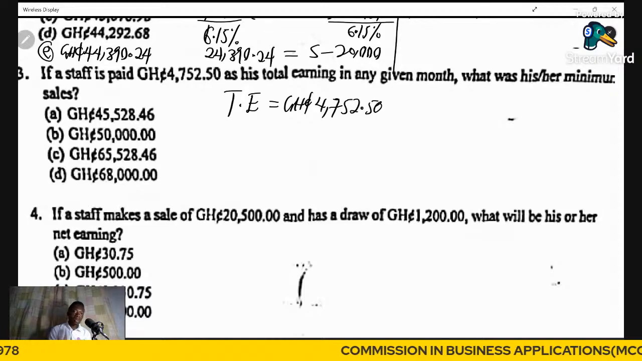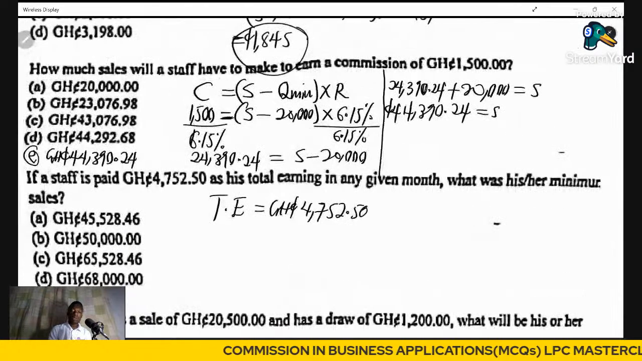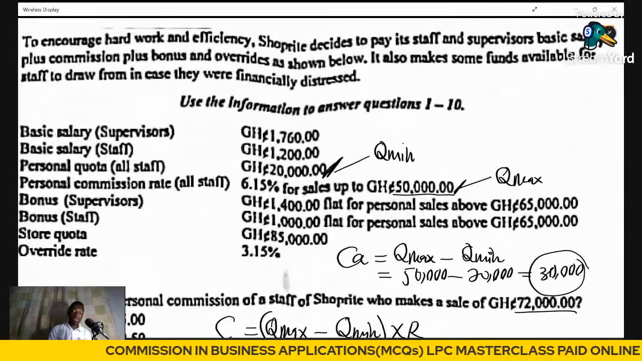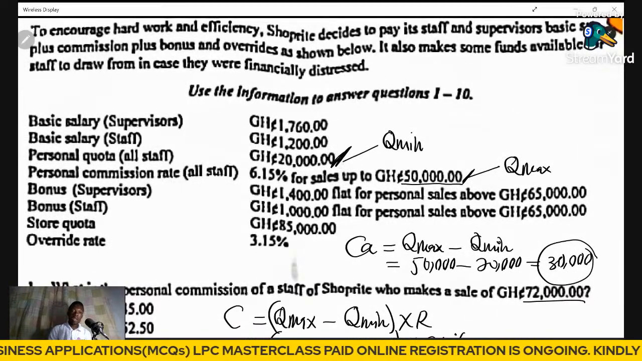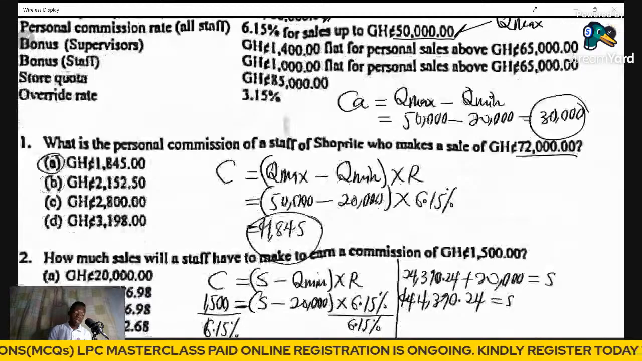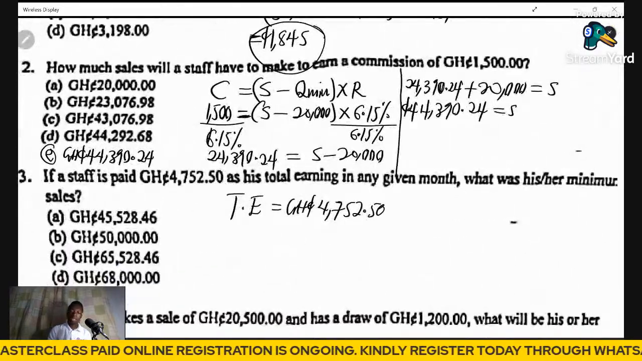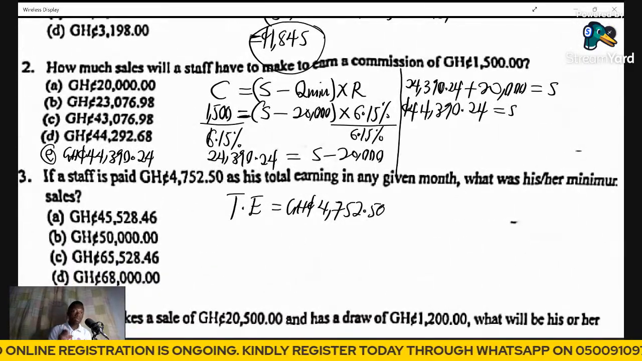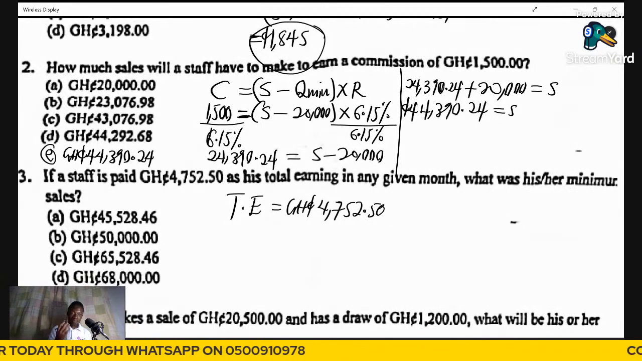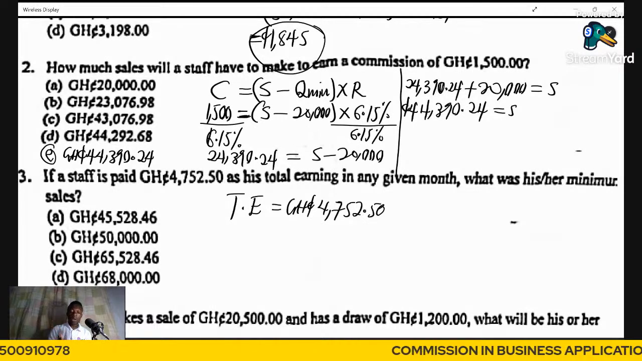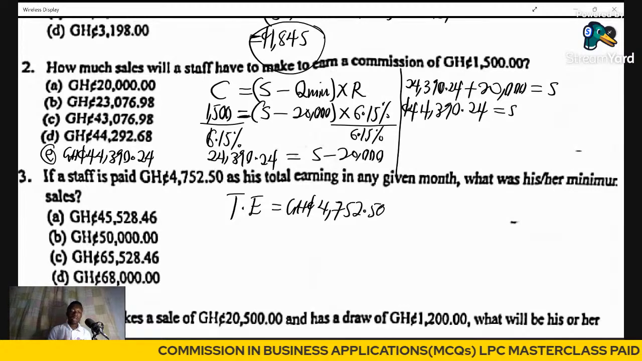So you realize that this is a staff. For a staff, the staff will get what? A basic salary of what? 1,200, right? And then all things being equal, since you're asking for the minimum sales, we should exceed the maximum quota. Then all things being equal, you will expect that this staff actually will earn what? A full commission of what? 1,845.